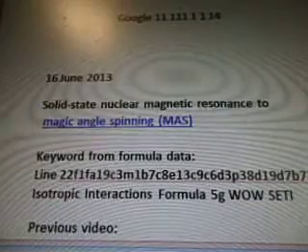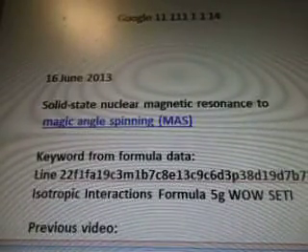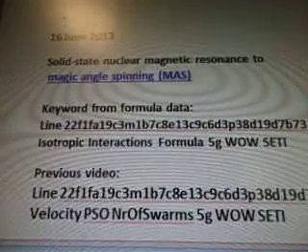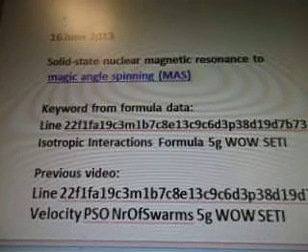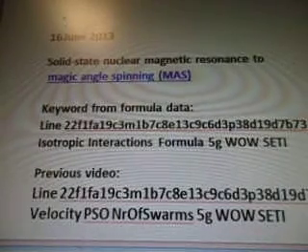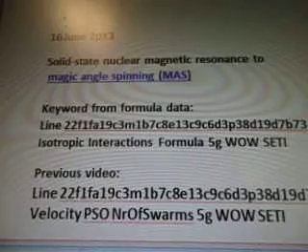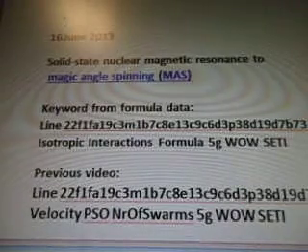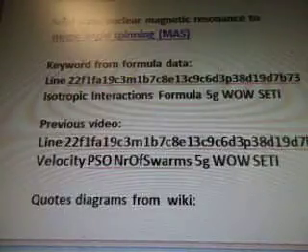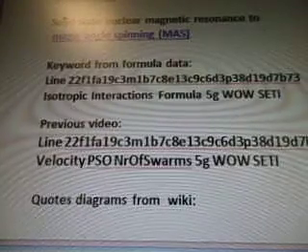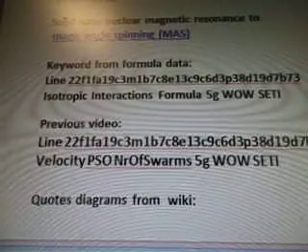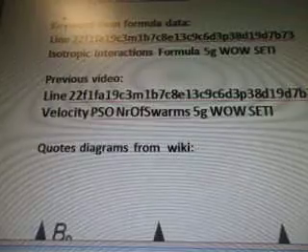So June 16, 2013, today is July 7th. So solid state nuclear magnetic resonance to magic angle spinning MAS. So last video was 7b73, that's when we started working on this. It came from the isotopic interactions formula. This was one of the keywords that was in that formula, and of course it's expanded quite considerably. 7b75 was velocity, PSO, and RF swarms. We were talking about that earlier.